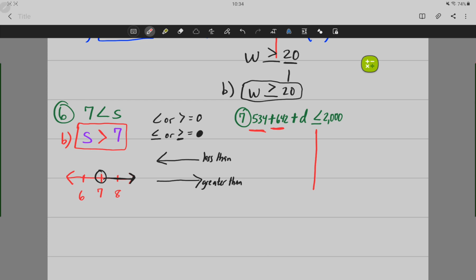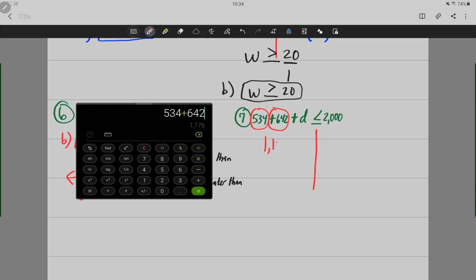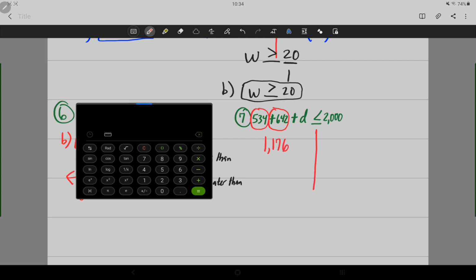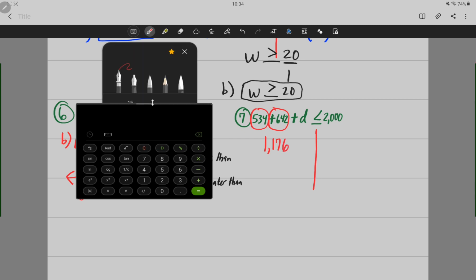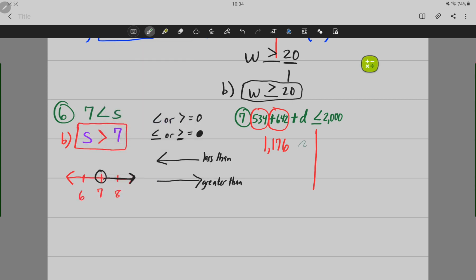Those are like terms because they don't have variables, so they're called constants. Remember, constant is a number with no variable. So I'm going to do exactly what it says. It says 534, and then it says plus 642. That's exactly what I'm going to do. 534 plus 642 gives us 1,176. Now we haven't touched anything else in the inequality yet, so we're just going to bring those down. So plus D less than or equal to 2,000.